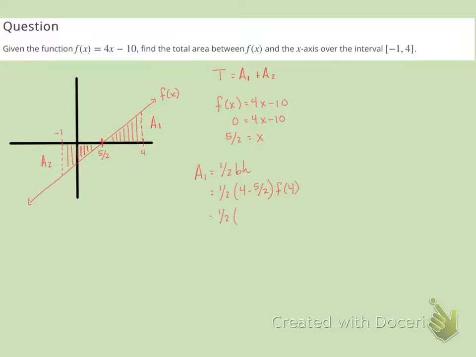If I find a common denominator between 4 and 5/2, I'll have 8/2 minus 5/2, which is 3/2. And then evaluate the function at 4, I'll have 4 times 4 minus 10, which is 16 minus 10, or 6. So I'll have 1/2 times 3/2 times 6. And this will give me 18/4, or 9/2.